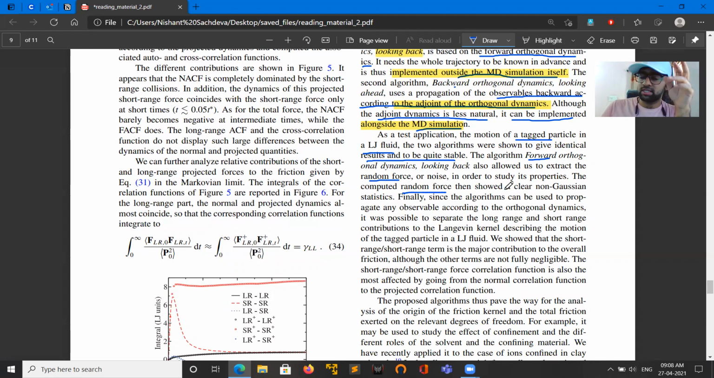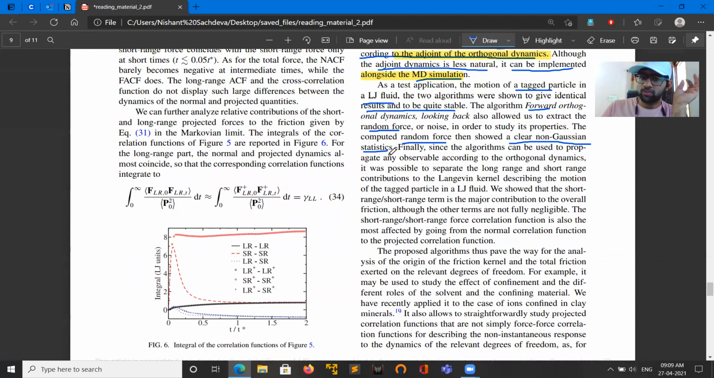The computed random force then showed a clear non-Gaussian statistics. That's also important. Usually Gaussian comes out a lot, but in this case the noise information that we got, the computed random force, showed clearly non-Gaussian behavior. Finally, since the algorithms can be used to propagate any observable according to the orthogonal dynamics, it was possible for us to separate the long range and short range contributions of the Langevin kernel. This is an important part. So since the algorithms can be used to propagate any observable, that helped us separate the long range and short range contributions of the Langevin kernel.